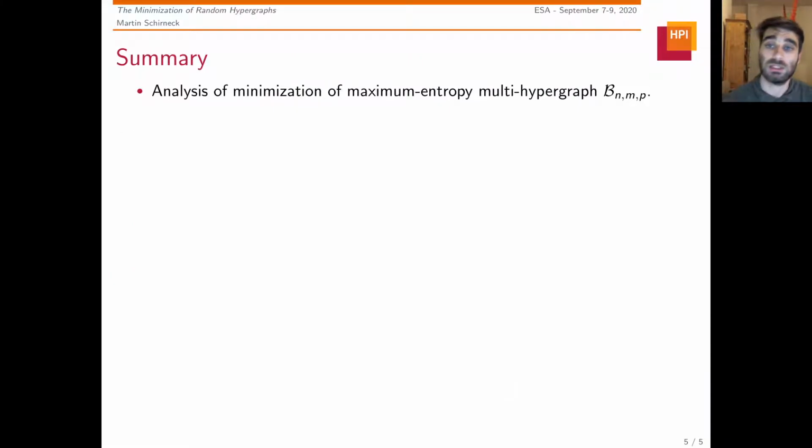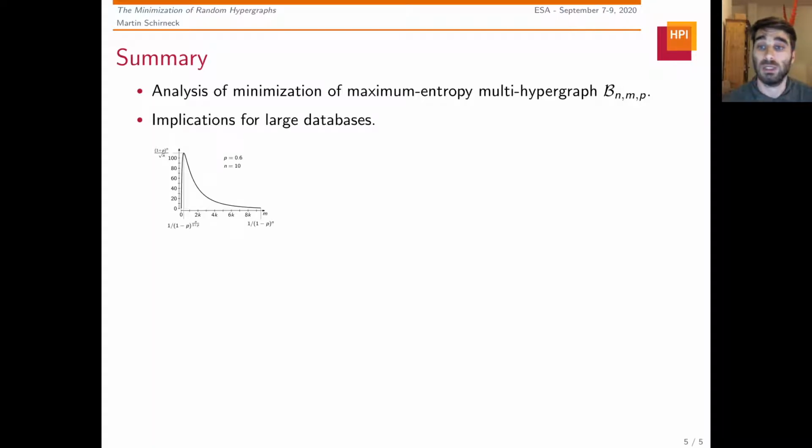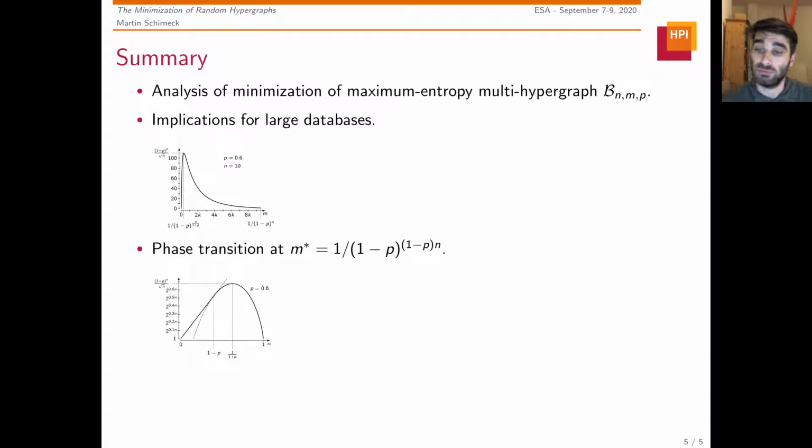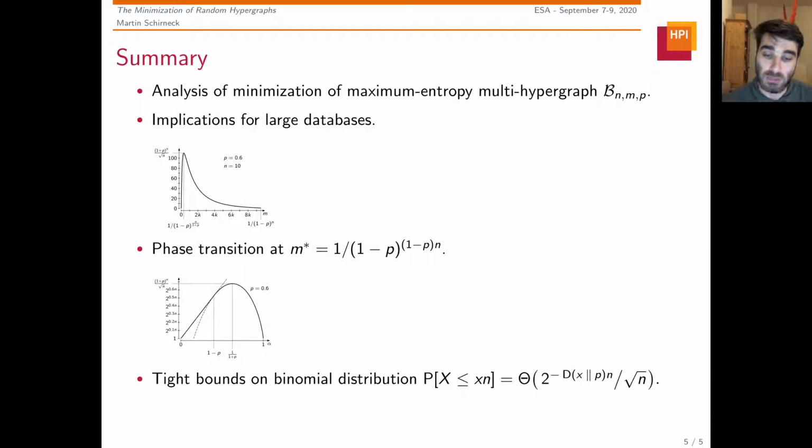We analyzed the minimization of maximum entropy hypergraphs, which had some interesting implications for large databases as well as fine-grained complexity. And we discovered a phase transition happening in this minimization. And finally, we gave new tight bounds on the binomial distribution, which might be of interest in other areas of probability beyond the treatment of hypergraphs.